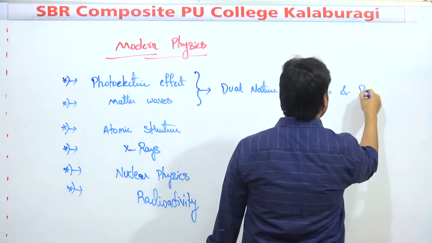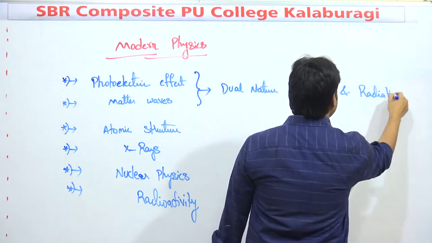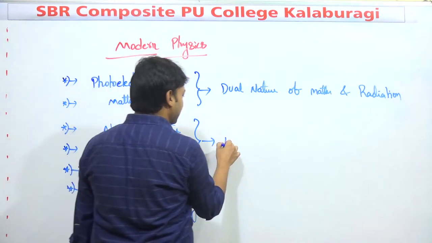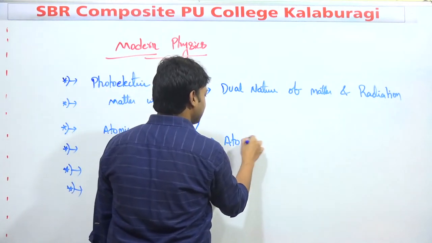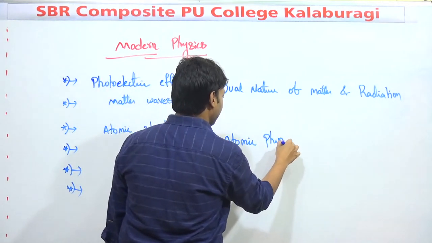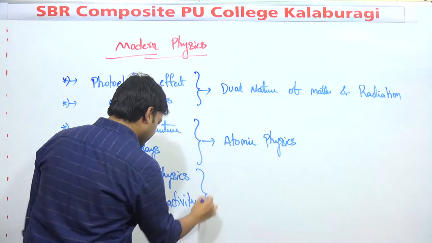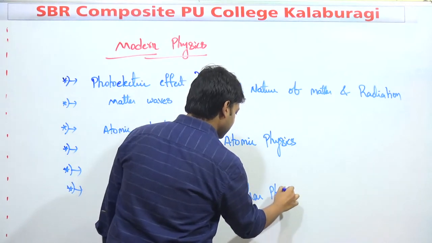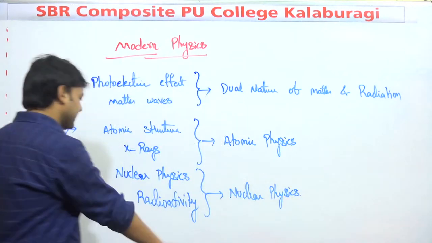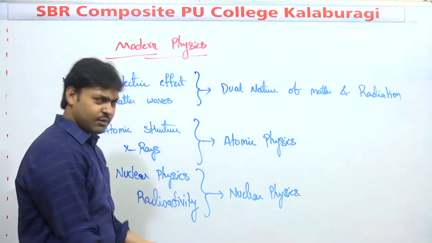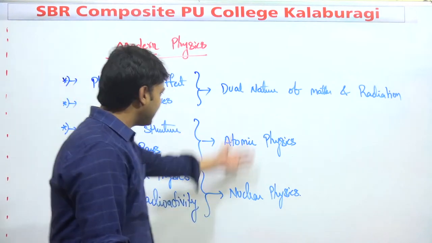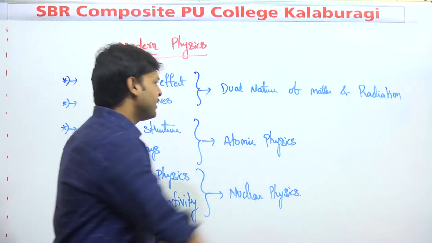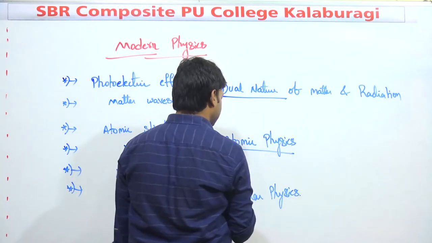Matter and radiation. So these two things come under atomic physics, right? So these two things come under nuclear physics. After this, the semiconductors topic is also there. It also comes under modern physics only, but majorly we will discuss these three parts if anyone asks you about modern physics, right? So dual nature, atomic physics, and nuclear physics.